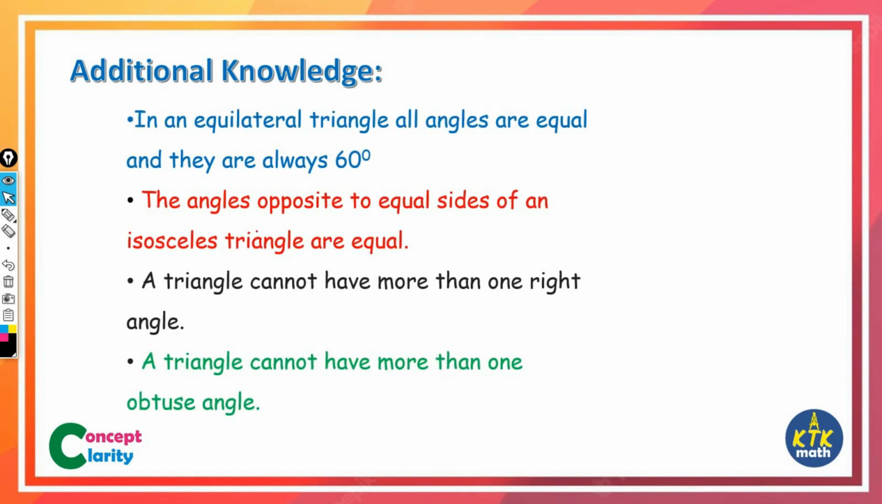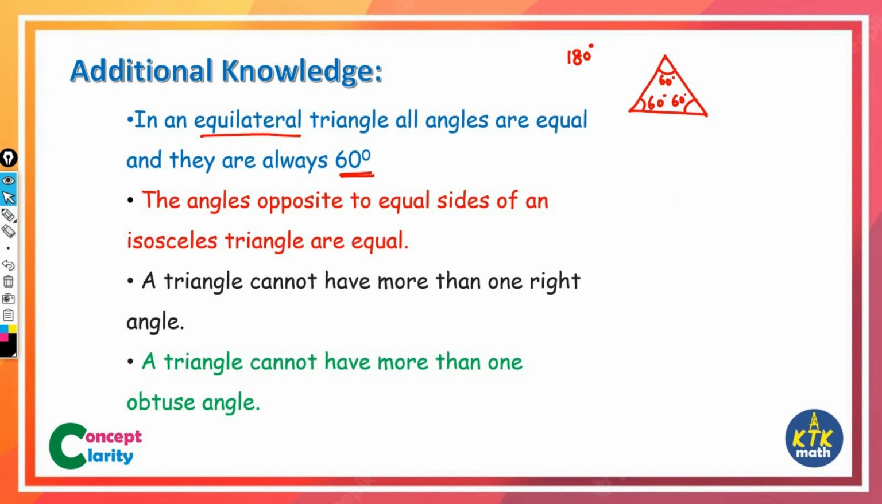In an equilateral triangle, all angles are equal and they are always 60 degree. So we know what an equilateral triangle is, right? Equilateral triangle means all sides will be equal. So when all sides are equal, all angles are also equal. When all angles are equal, the only possibility of getting 180 is 60, 60, 60 only. There is no other possibility.